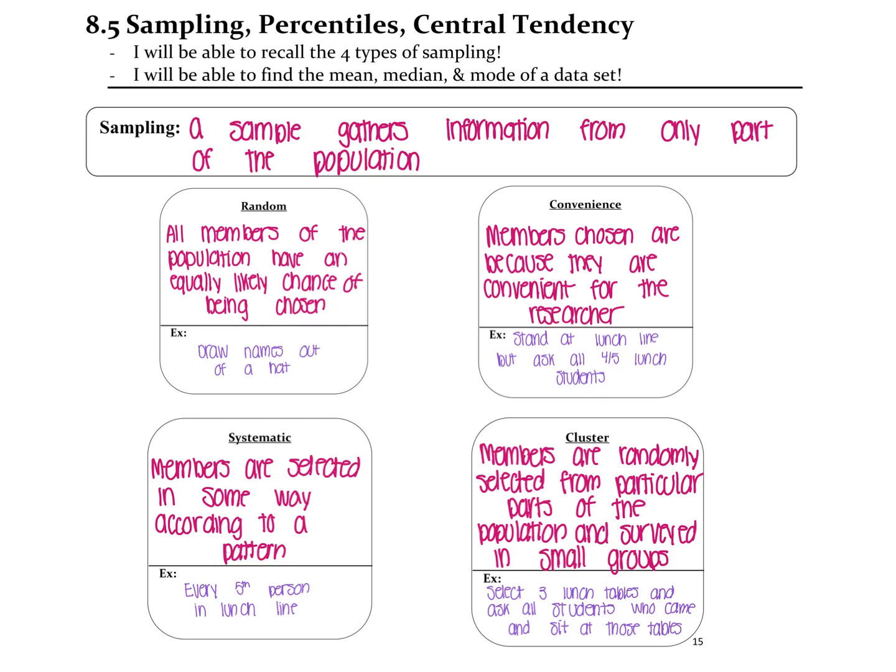In this video, we're gonna talk about a couple different things. We're gonna be talking about what sampling is and the different types of sampling that can occur. We're gonna talk about percentiles, and we're also going to talk about measures of central tendency.